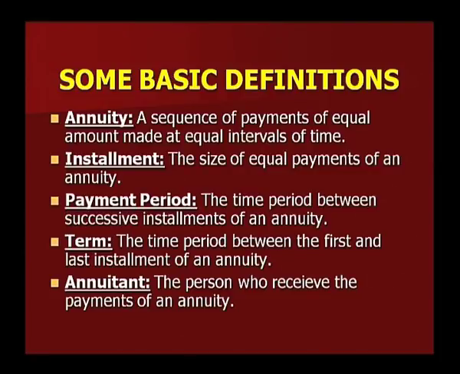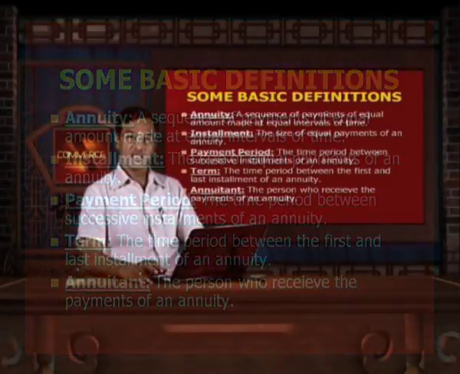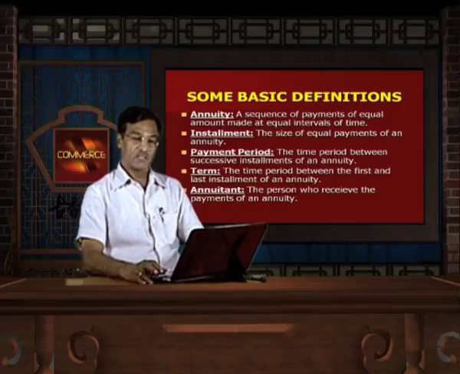Payment period, the period of time between successive installments of an annuity, is the payment period. Term, the time period between the first and last installment of an annuity, is called the term. Then annuitant, the person who receives the payments of an annuity, is called the annuitant. Here we have discussed the basic definitions used in the chapter of annuity.